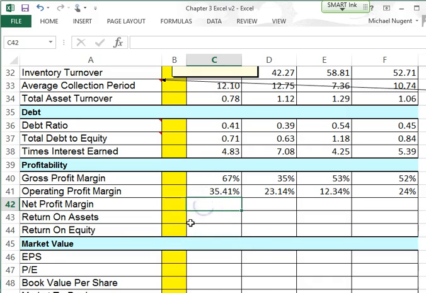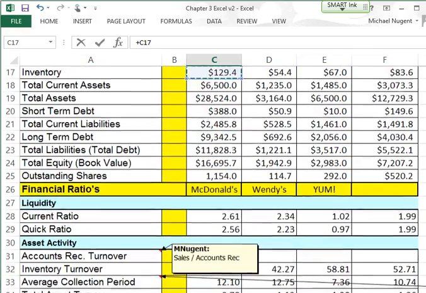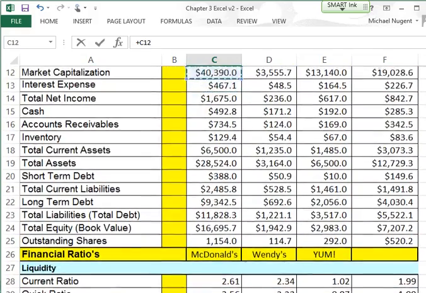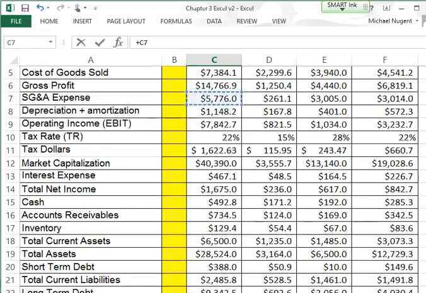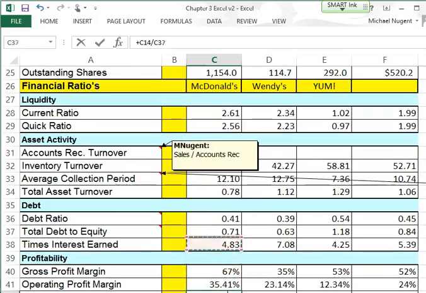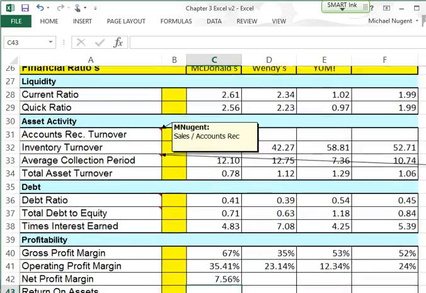Okay. Let's go to the net profit margin, and here we're going to take the net profits. Gross operational total net income. Net profits is also known as total net income divided by sales. It's also known as revenues.